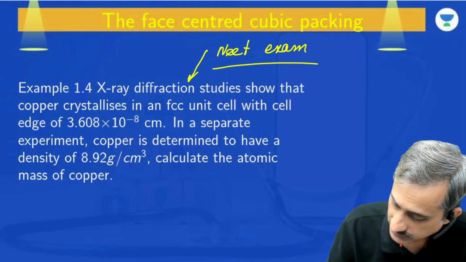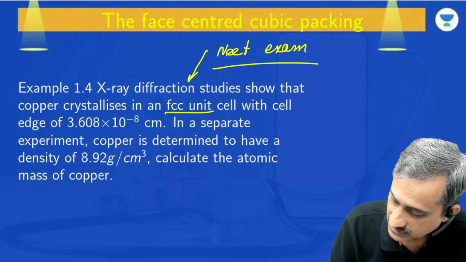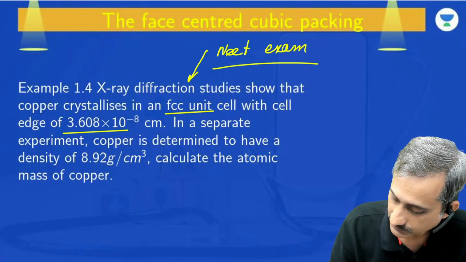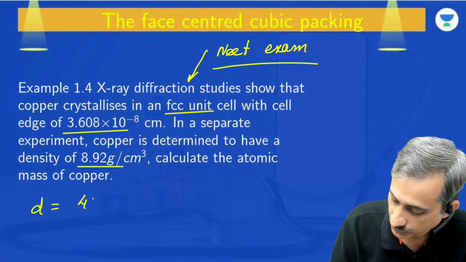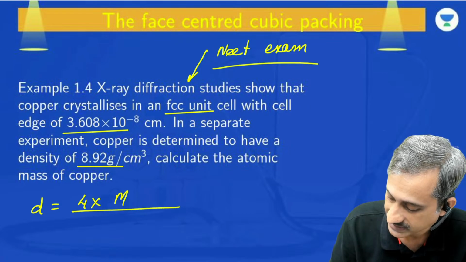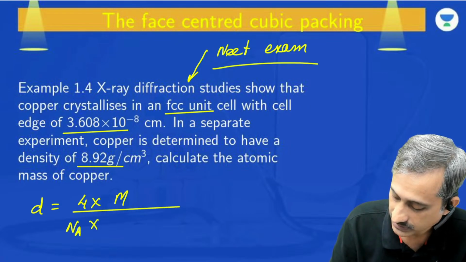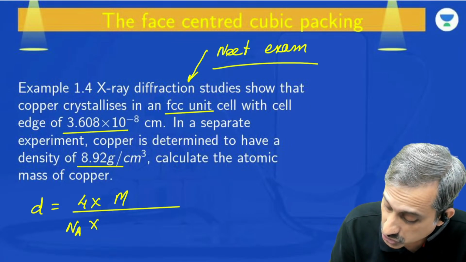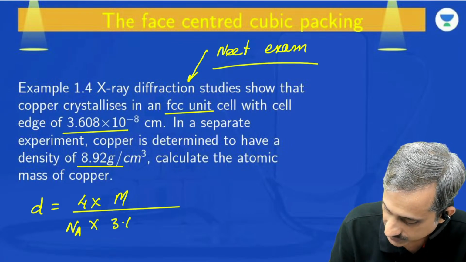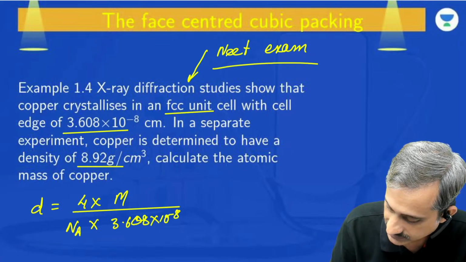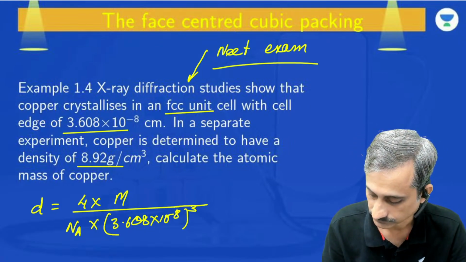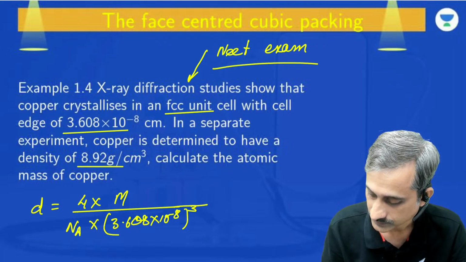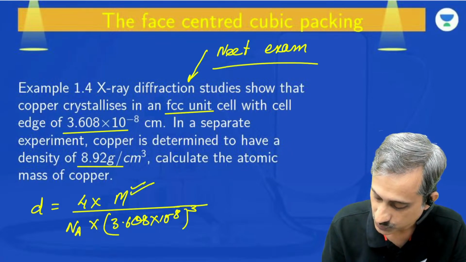So, how we are going to solve it? X-ray diffraction studies show that copper crystallizes in the FCC unit cell with cell edge of this much. In a separate experiment, copper is determined to have a density of this. So we get the formula as density is equal to 4 into molar mass of the copper divided by the Avogadro's number into the edge cube. So this is going to be 3.608 into 10 raised to power minus 8 whole cube. Is that clear? So this is what you are supposed to calculate.